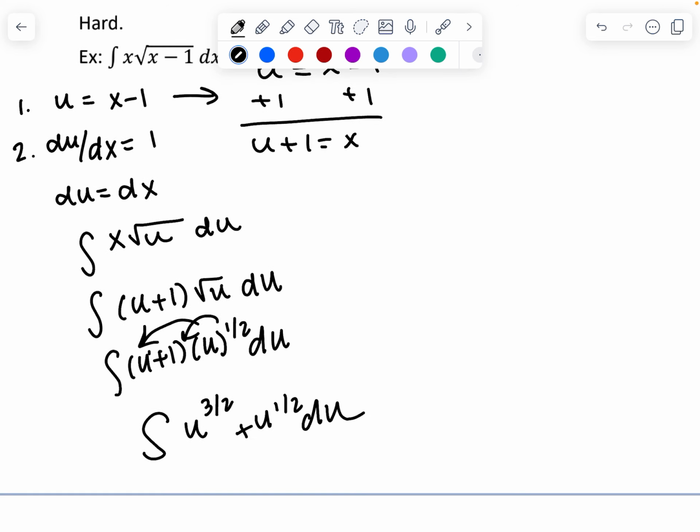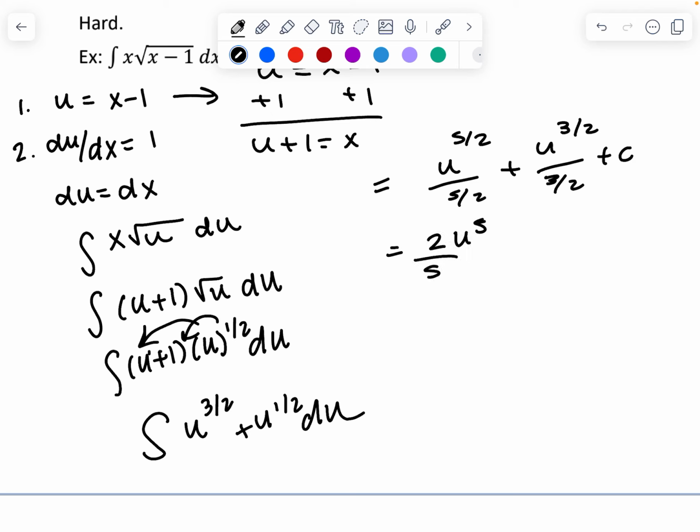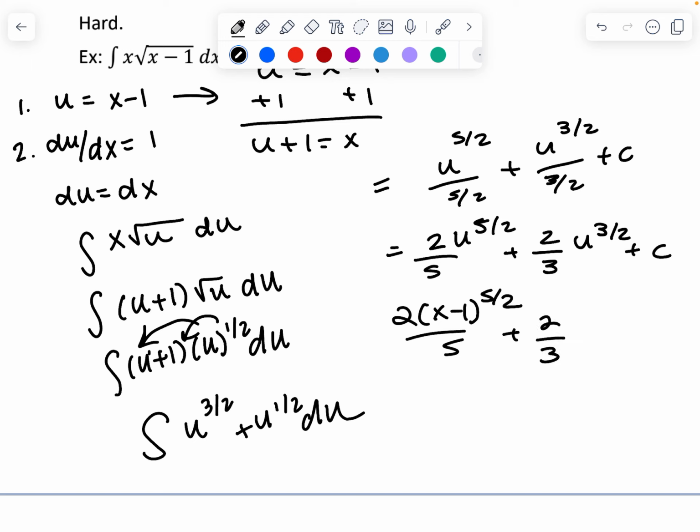And we're not done yet. Now we actually have to take the integral. We just got it in a form that allowed us to take the antiderivative. And so u to the 3/2 power is going to be u to the 5/2 over 5/2 plus u to the 3/2 over 3/2 plus c. I will simplify and then I'll substitute things back in. So this simplifies to, I'm just going to leave it in exponential notation since it's so ugly. And then now I can put u back in. And remember from here, u is x minus 1. So I'll get 2 times x minus 1 to the 5/2 power over 5 plus 2/3 times x minus 1 to the 3/2 power plus c.